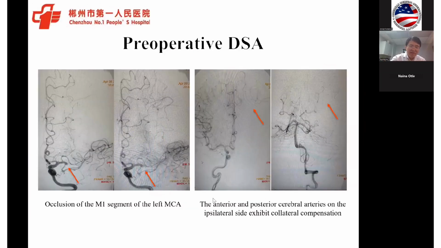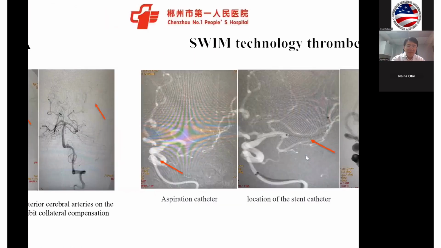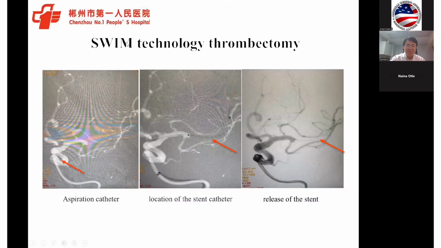This is the DSA. We also can find the occlusion of the M1 segment of the left MCA. It has some compensation. First, we use the stent retriever thrombectomy. This is the aspiration catheter. Here is the stent catheter, and here we release the stent.